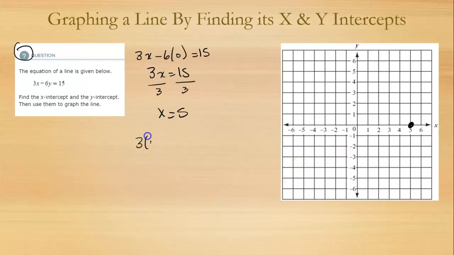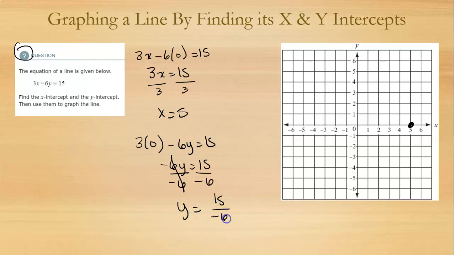For this one, I make x equal to 0. 3 times 0 is just 0. 0 minus 6y is negative 6y. And I'm going to divide both sides by 6. 6's cancel out. I'm left with a fraction, 15 over negative 6. I'm going to divide top and bottom to reduce by 3. 15 divided by 3 is 5. Negative 6 divided by 3 is negative 2. And I'm going to turn that into a mixed number. 2 goes into 5 2 times with a remainder of 1. So that's negative 2 and a half.